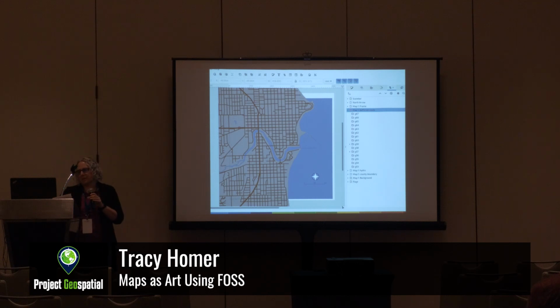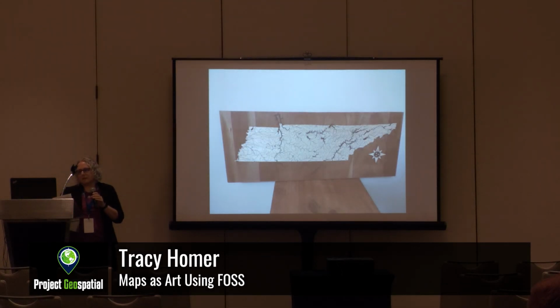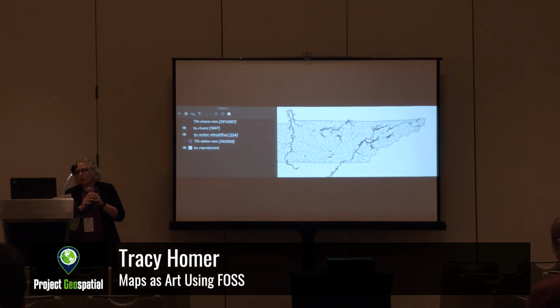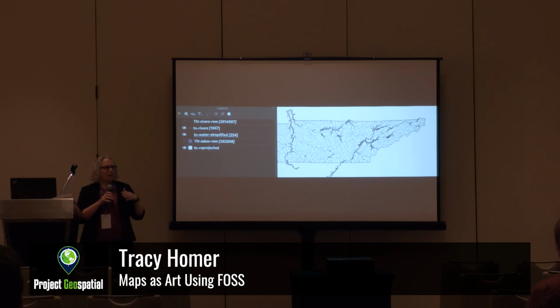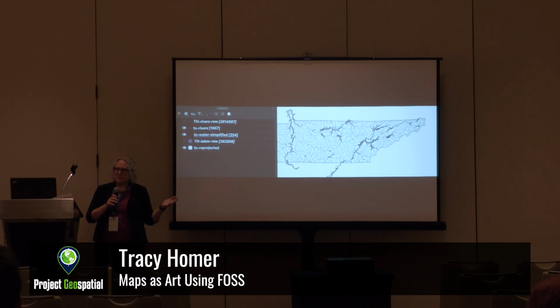Another laser cut map that I did is the hydrology of Tennessee, which is all the rivers and lakes in the state. Well, not all of them, because when I downloaded the data, there were 2.6 million rivers and 200,000 lakes. So another thing you're going to want to do if you're making artistic maps is delete everything that's less than 5 miles or something.